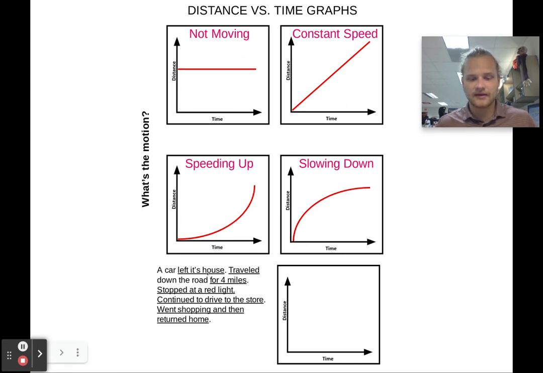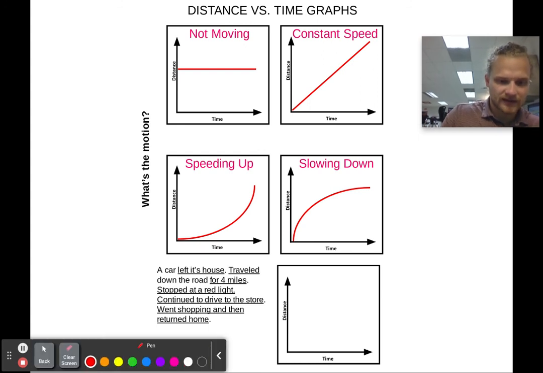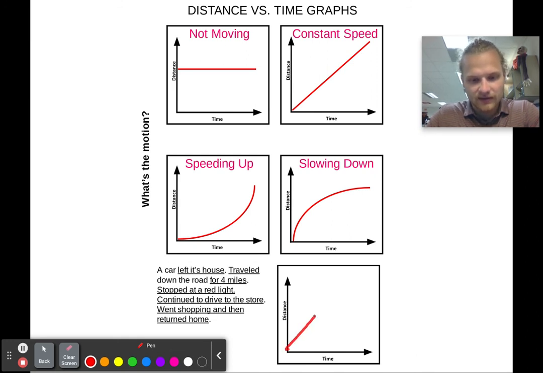A car left its house, traveled down the road for 4 miles, stopped at a red light, continued to drive to the store, went shopping, and then returned home. Let's just think about this before we write it. The car traveled down the road for 4 miles, so it's probably moving at a constant speed, and it's got to reach 4 miles. It stopped at a red light, so it stopped for a little bit. It was not moving.